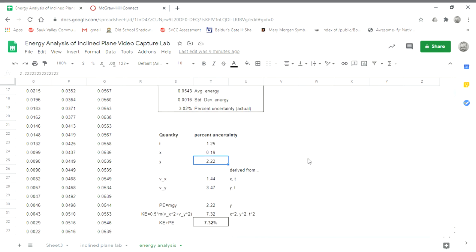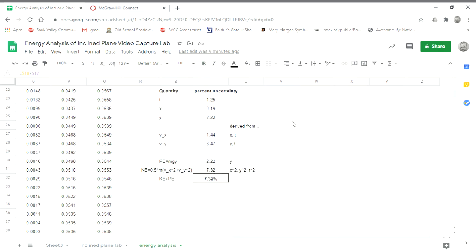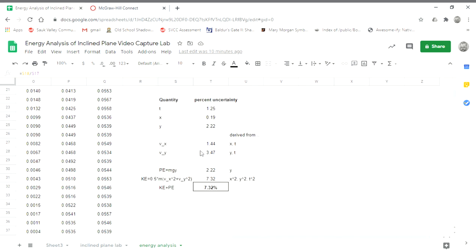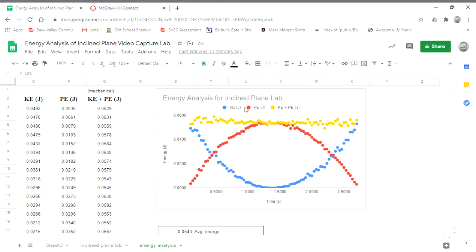From that, we can conclude that yes, energy to within statistical uncertainties is in fact conserved. If we had a percent uncertainty here that was bigger than our percent uncertainty, then we would conclude that energy is not conserved. But since our actual error is less than our estimated error, that's fairly good evidence that it is. Okay, hope that makes sense.